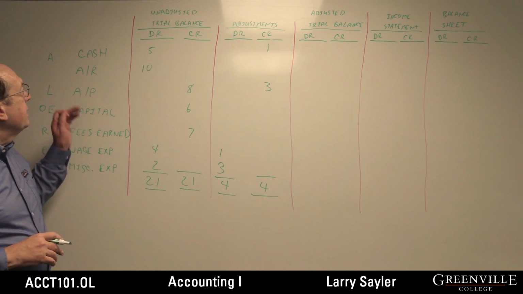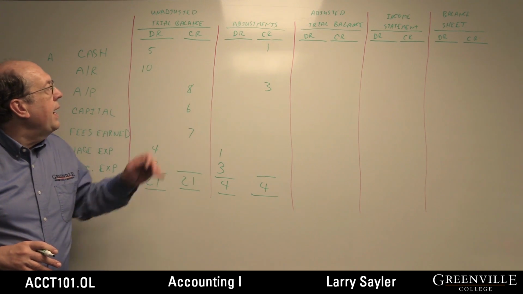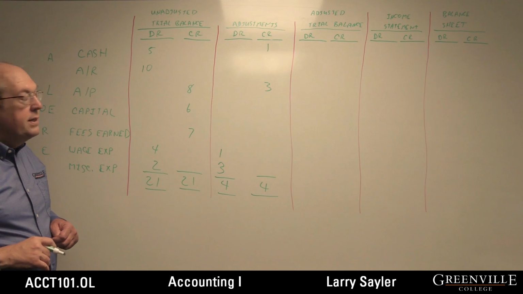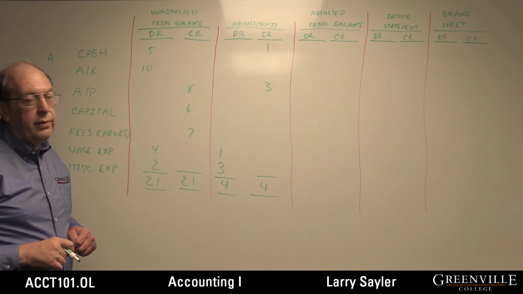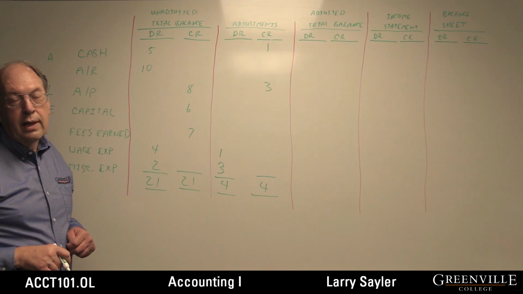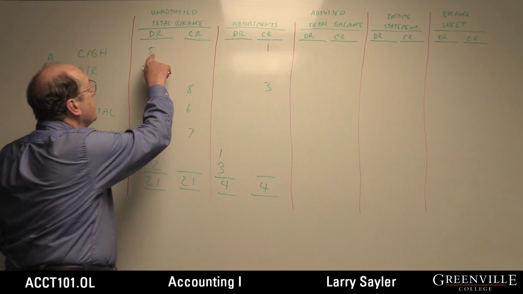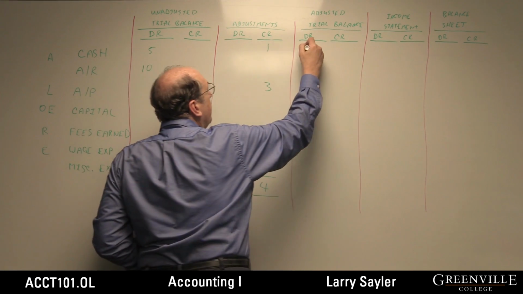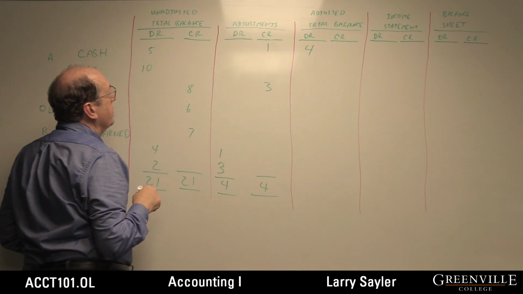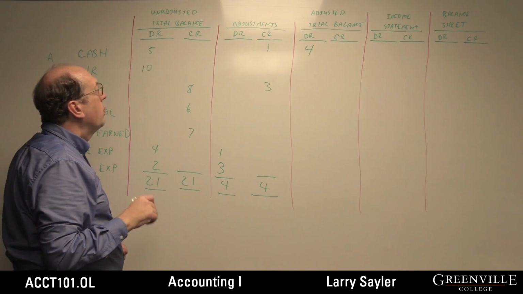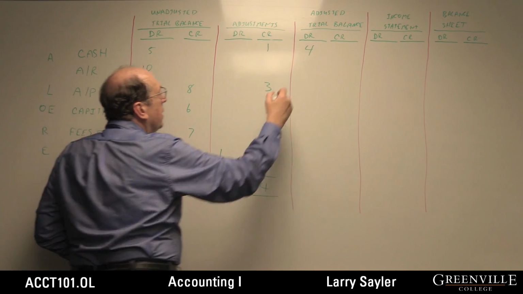The next step is to take the unadjusted trial balance, add the adjustments, and get the adjusted trial balance. If it's a debit and a debit, we add the numbers together and put it as a debit. If it's a credit and a credit, we add the numbers together and put it as a credit. When it's a debit and a credit, or a credit and a debit, we subtract them and put the number where the larger number is. So 5 minus 1, and 5 is larger than 1, so we put it under the debit column.